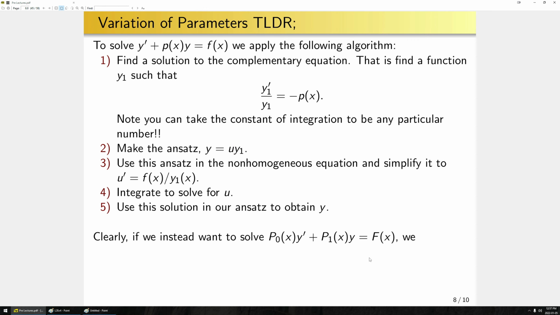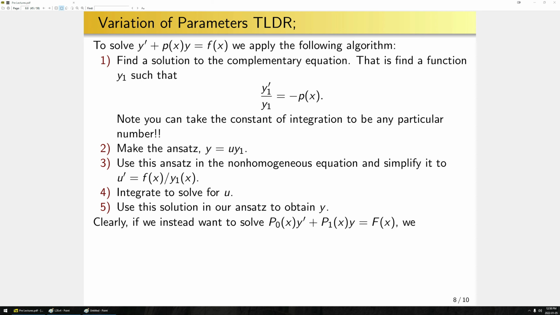Now, if on the other hand, I gave you something like this and asked you to solve it, I can clearly do that step where I divide by p naught of x and restrict my domain of interest to some non-trivial interval where p naught of x is non-zero. Once I do this, this equation would be put into the form up here, and then I can apply this algorithm for the method of variation of parameters. Pretty straightforward and to the point, right?